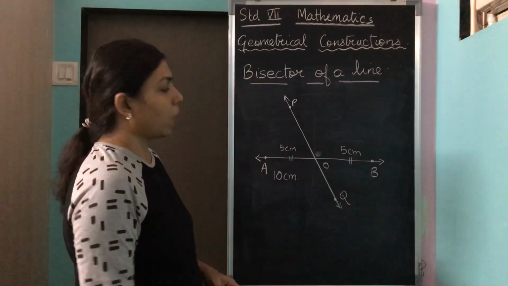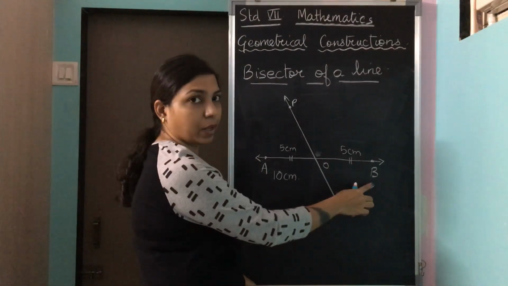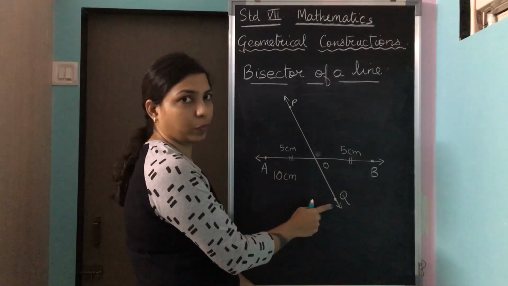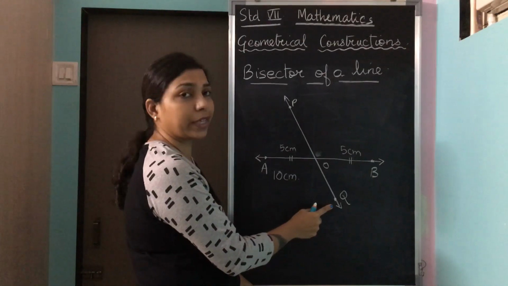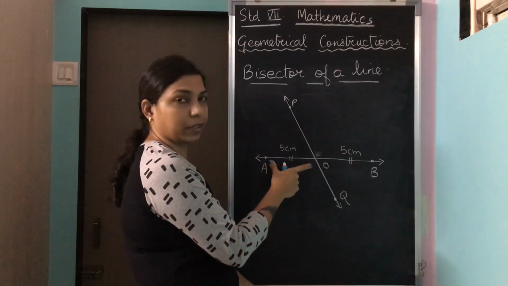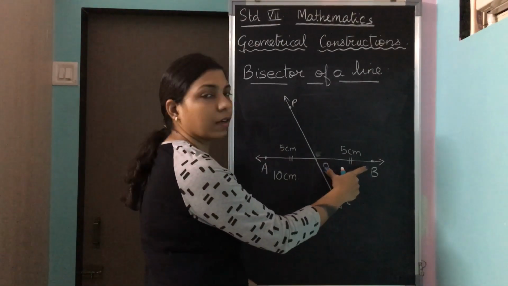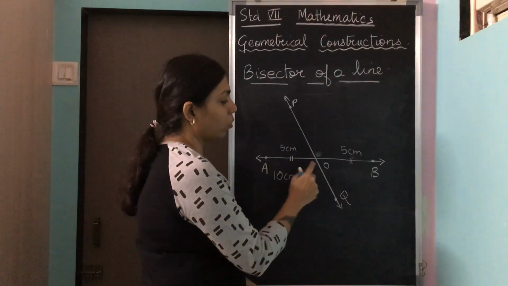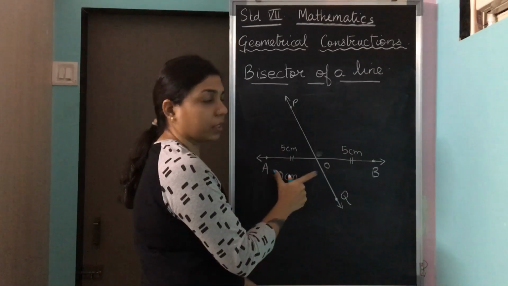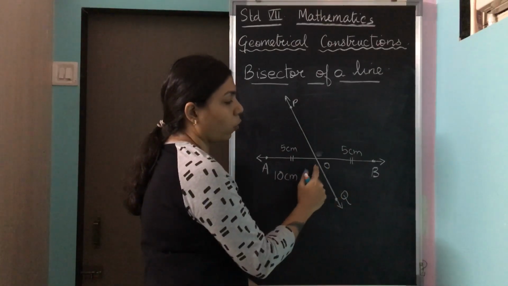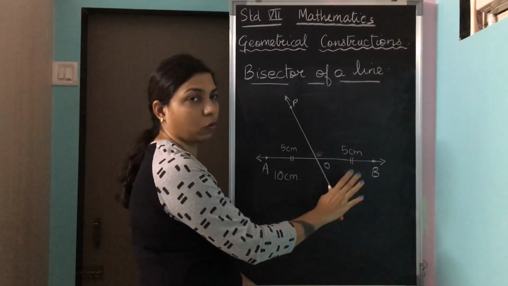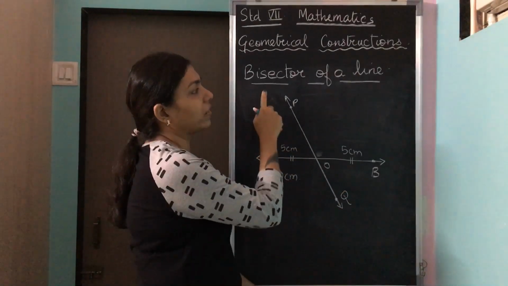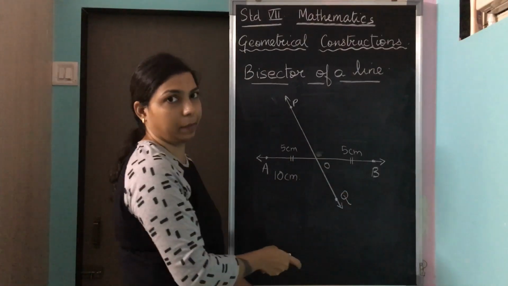So now my line AB is divided using this line, which is PQ, and I have divided it into two equal parts. This part is 5 centimeters and this part is 5 centimeters. This part, AO, is 5 centimeters, and this part, OB, is 5 centimeters. So PQ is called the bisector of line AB.